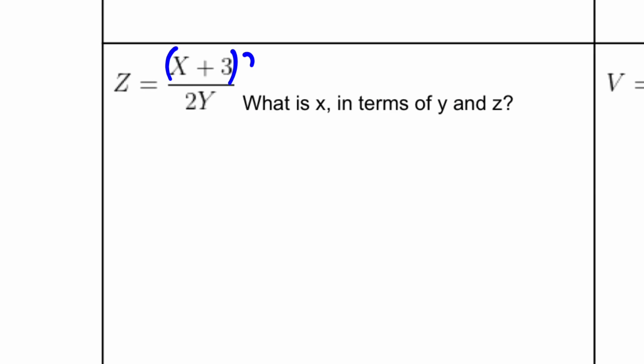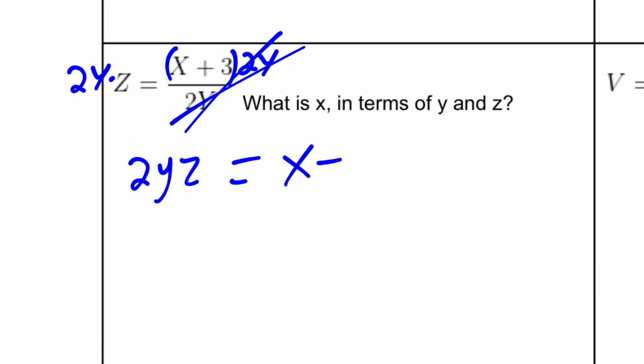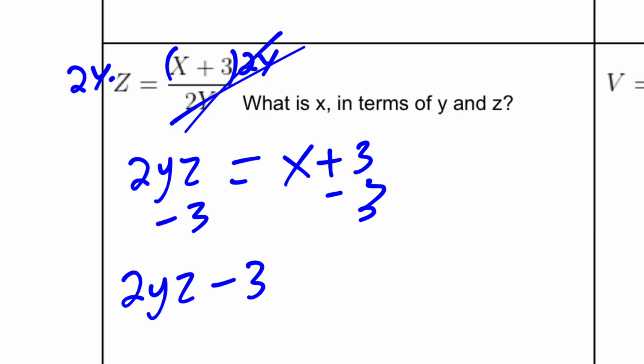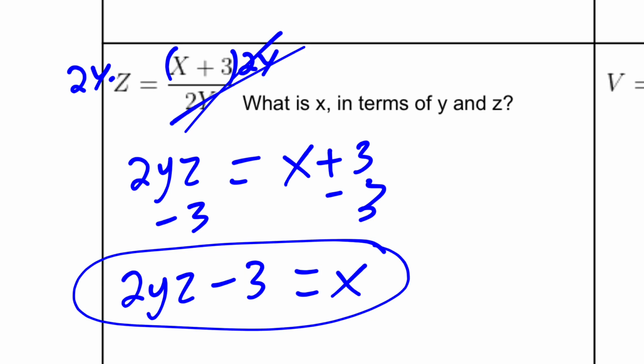So therefore, the first thing I do is I multiply both sides by 2y. Notice I'm putting it on the top of the fraction because they're going to cancel out. So I have 2yz is equal to x plus 3. If I subtract 3 from both sides, well, what is 2yz minus 3? You just write it.